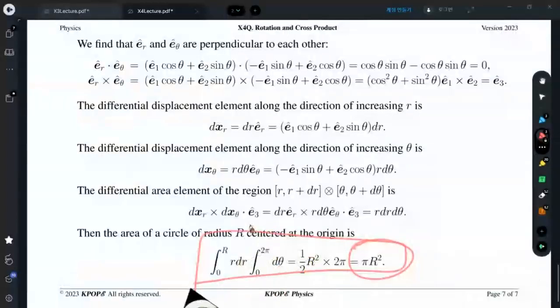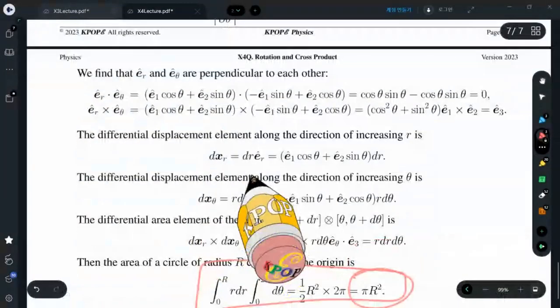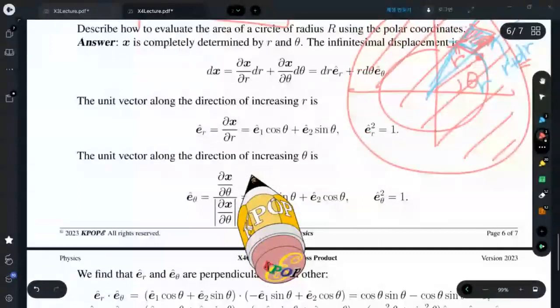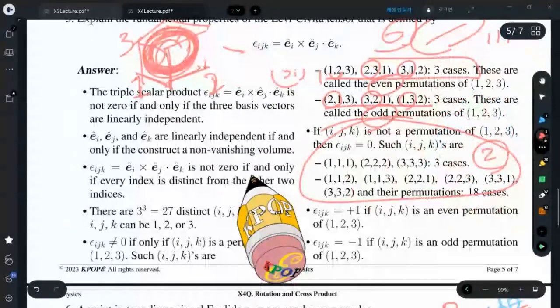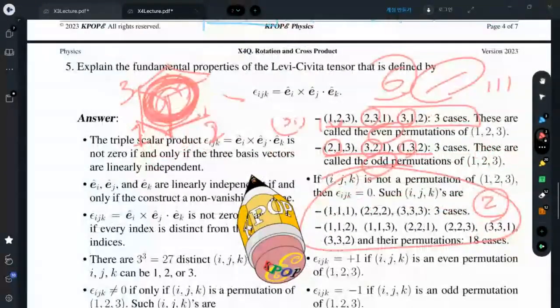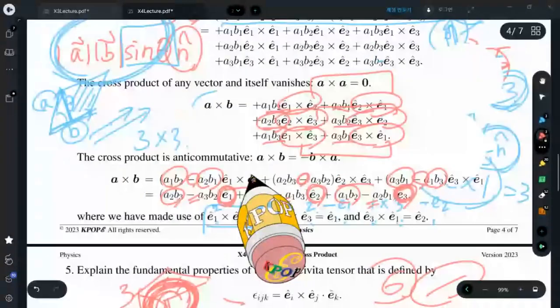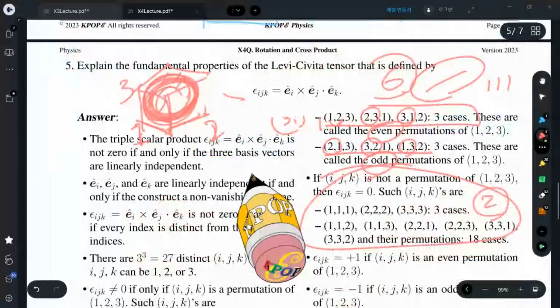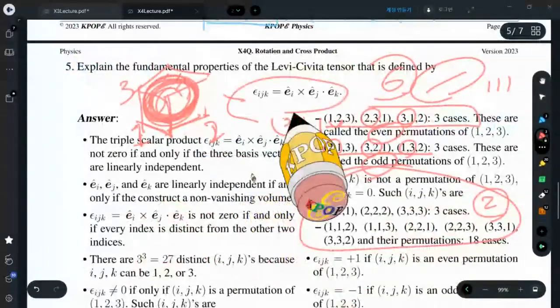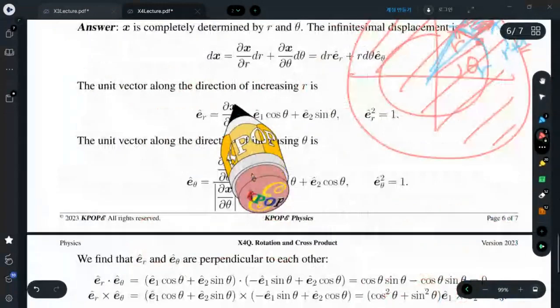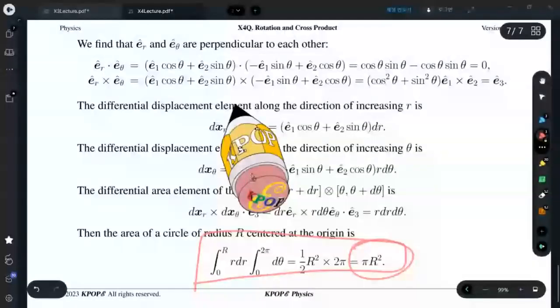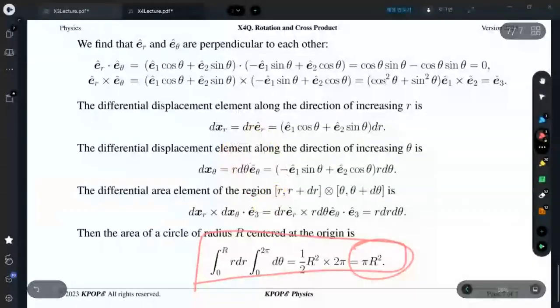So it is very straightforward, and what we have derived for the cross product and the triple scalar product will be very useful to reproduce all of these results. Okay, that's it for today.